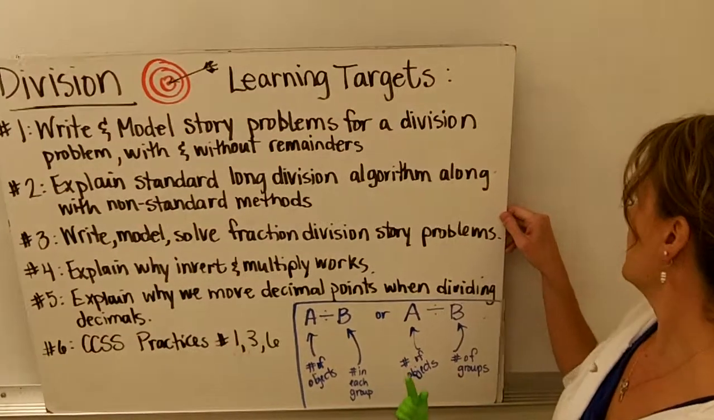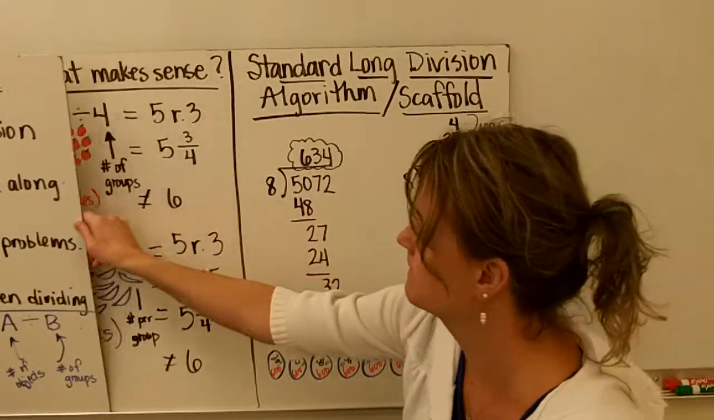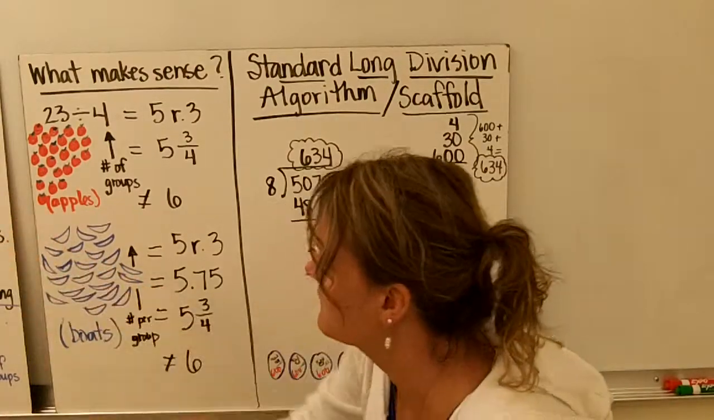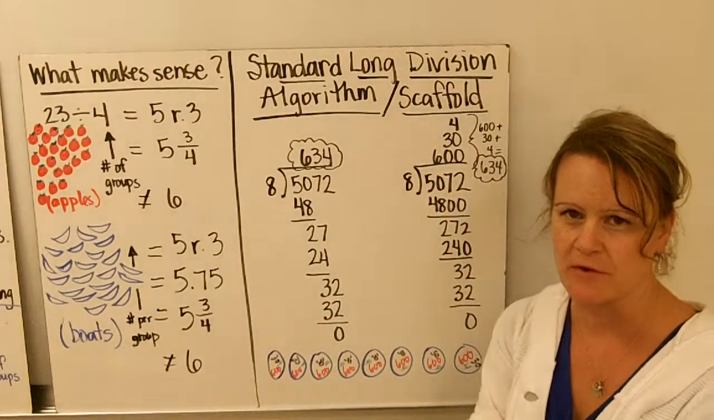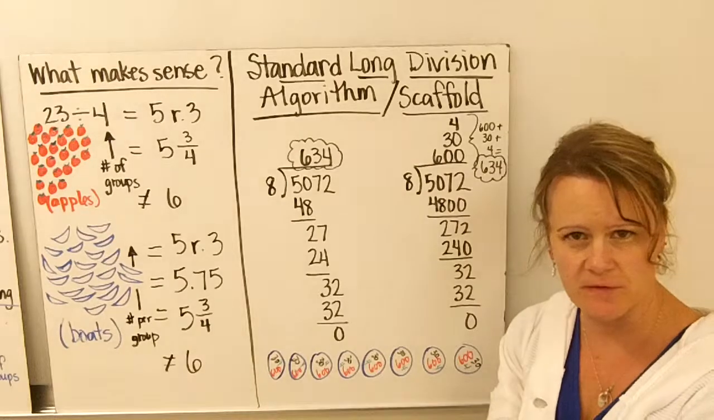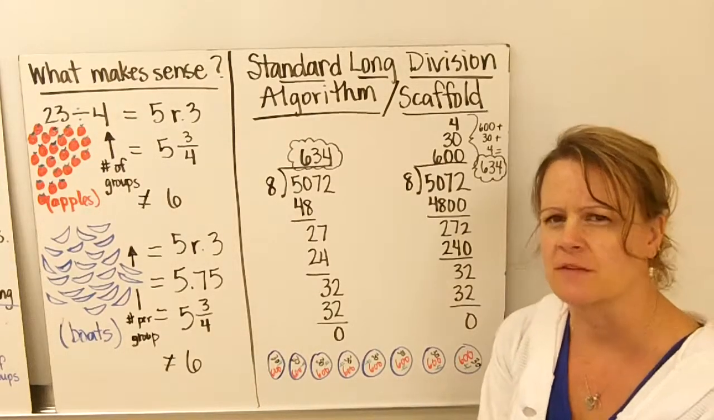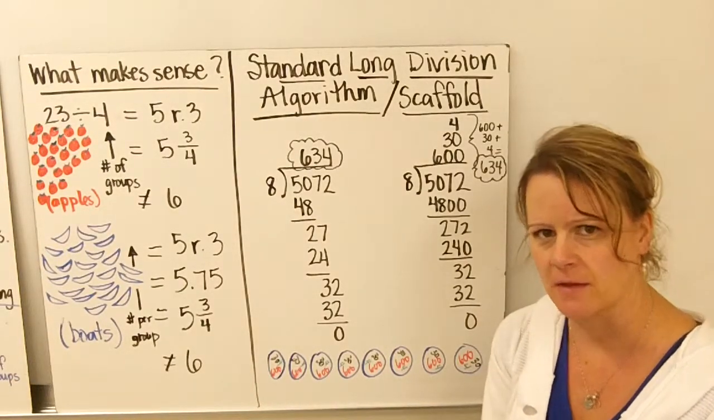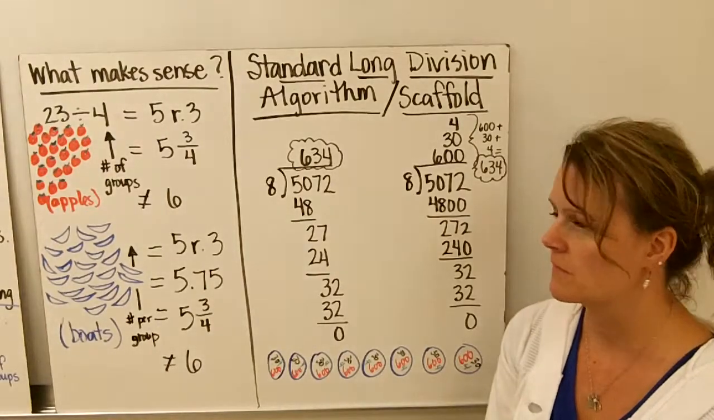Okay, so now let's talk about what makes sense when we divide, because sometimes when we divide we use remainders, and sometimes we use decimals, and sometimes we have to make sense of our answer and give a logical estimate based on our answer. So let's talk about that.